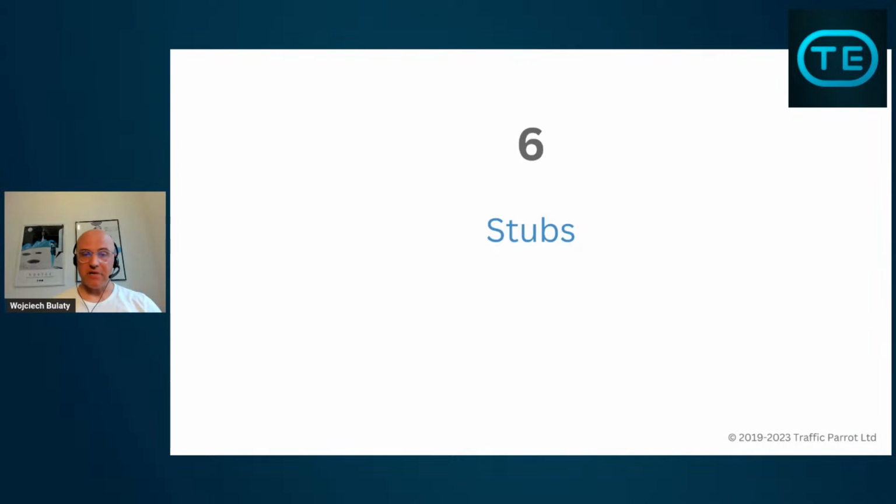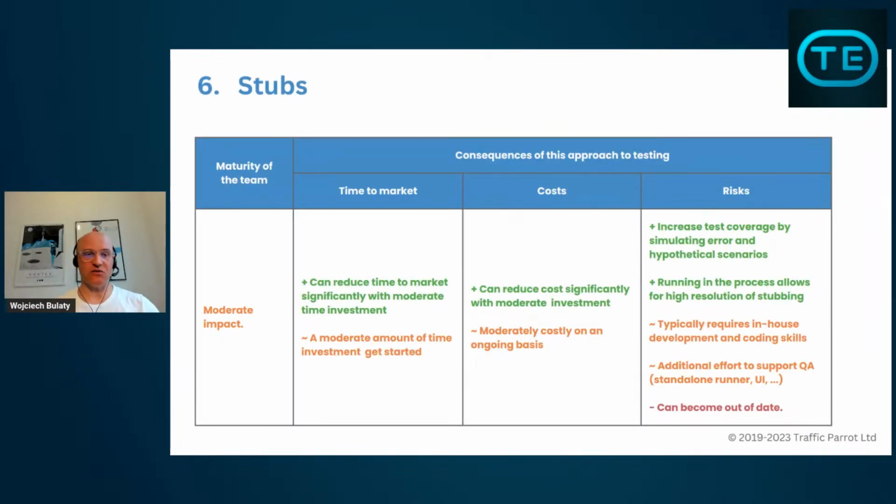And yeah, so what's the consequence of using this approach? Well, first of all, you've got to keep in mind that somebody had to create the stub. So there might be some time you need to invest to get started with this approach. Somebody has to create the stub for you to be able to use it. And it will typically require some in-house development and coding skills, and might need some additional effort if you want to make it available to your QA team, not just the development team. Let's say you need a standalone runner, and it needs a user interface to be able to configure the responses that the stub is going to return.